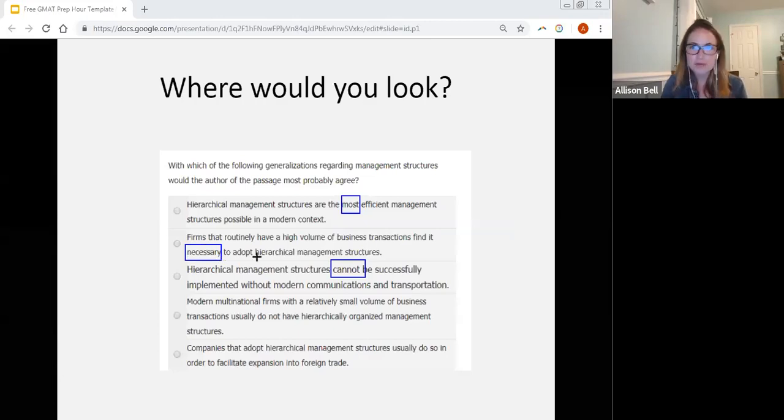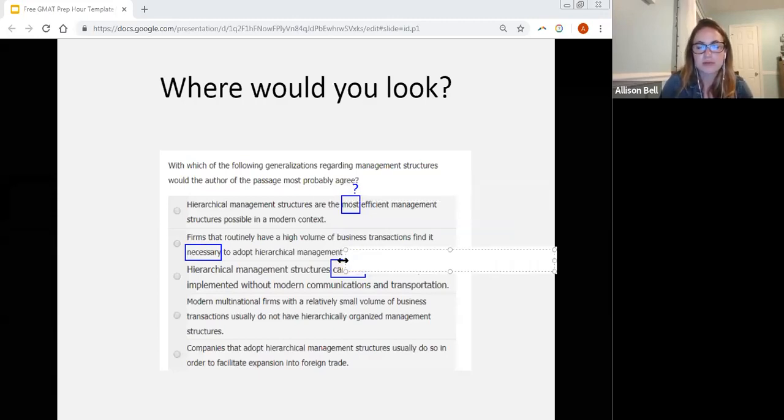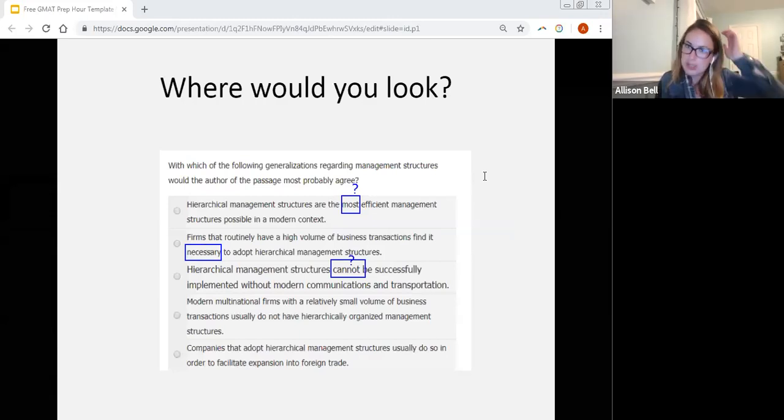Adopt is just kind of a verb. I don't know that I would say it's like a concerning word. So these are the words that when I'm reading, I kind of put a question mark over them. And they are the first thing that I want to check out about an answer choice. It doesn't make them wrong, but I'm just like, did it really say that they are the most efficient structures possible? Let me go back and look at that. Did it really say that they cannot be successfully implemented? Let me go back and look at that.